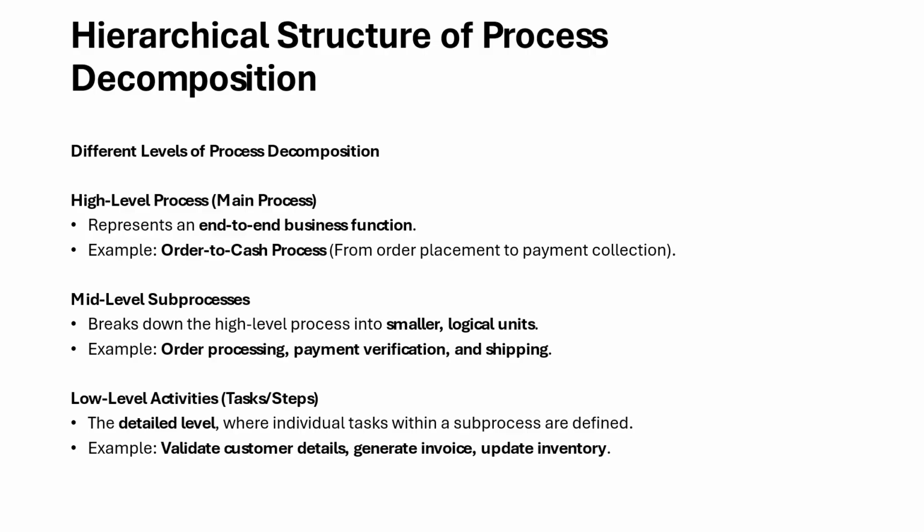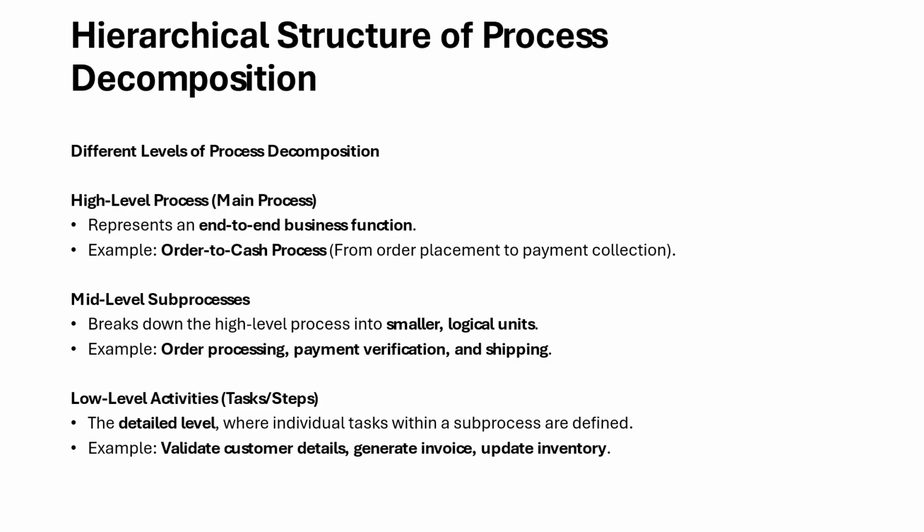Hierarchical structure of process decomposition. Different levels of process decomposition. First one, high-level process or main process, represents an end-to-end business function. Example, order to cash, from order placement to payment collection. Next, mid-level sub-processes break down the high-level process into smaller logical units. Example, order processing, payment verification, and shipping.